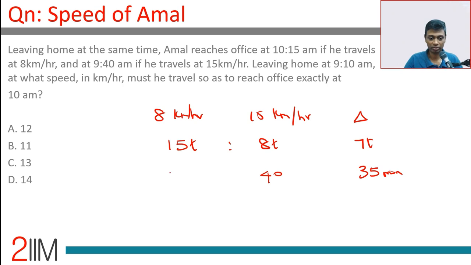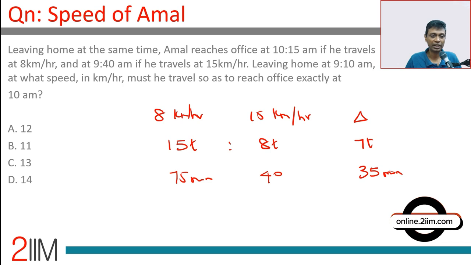We're done. So he will reach in 40 minutes if he travels at 15 kilometers per hour. In 75 minutes if he travels at 8 kilometers per hour. The difference between those two is 35 minutes. Or he takes 40 minutes if he reaches at 9:40 a.m. He starts at 9 a.m.